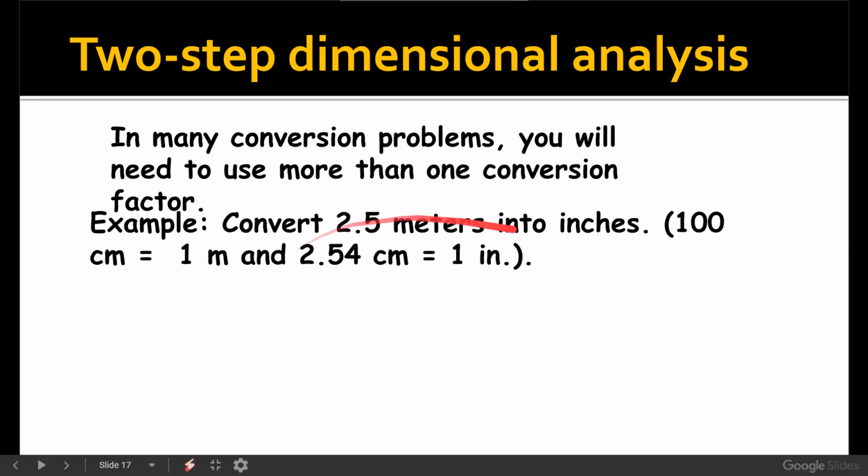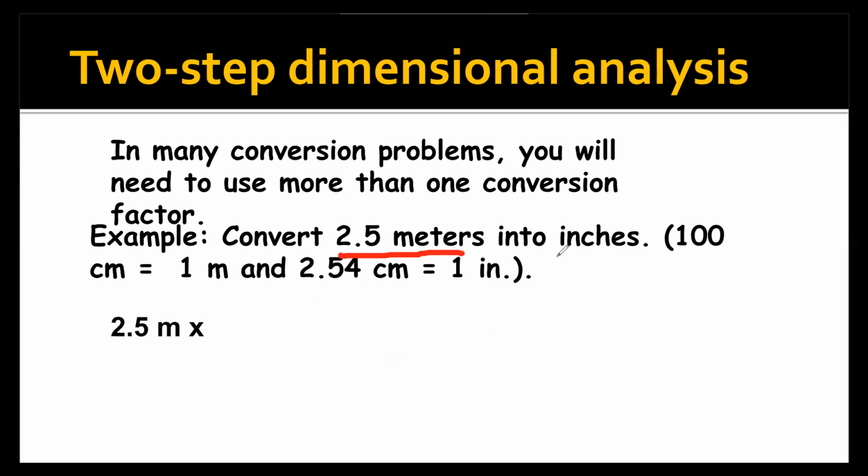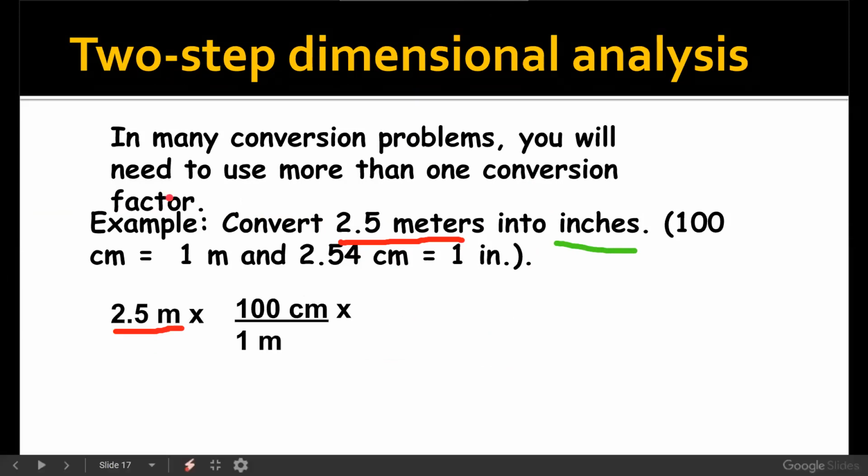An example of this, which is not going to be moles but just a way to show the 2-step: we have 2.5 meters, and we want to convert this into inches. The first step is getting rid of the meters. We have a conversion factor that says 100 centimeters equals 1 meter. We want to get rid of the meters here, so we put them on the bottom. That's our first conversion factor.